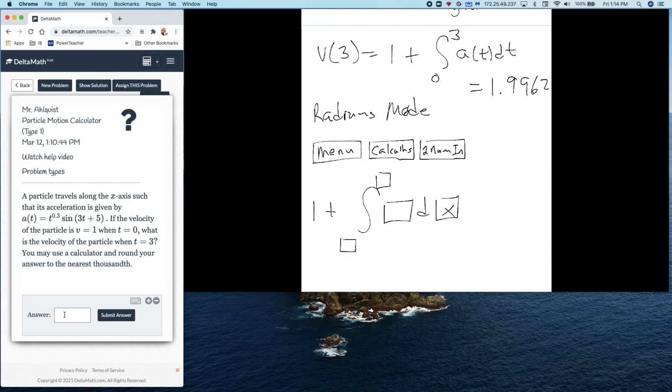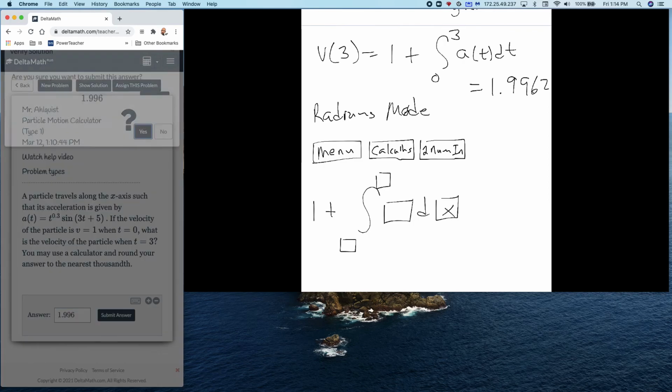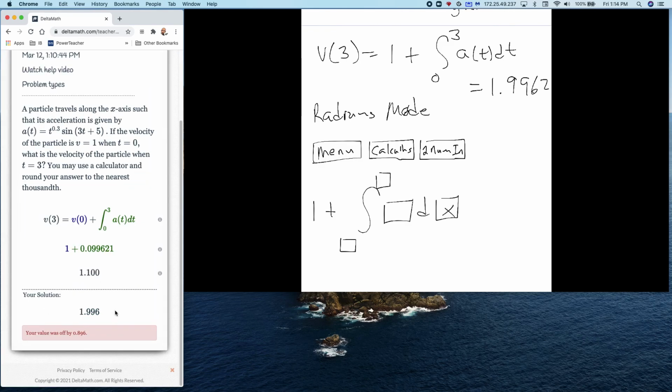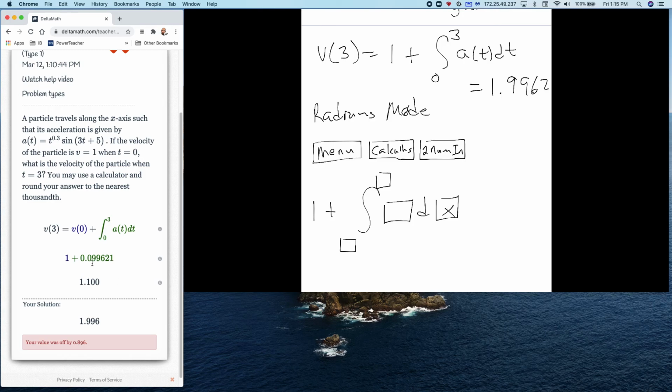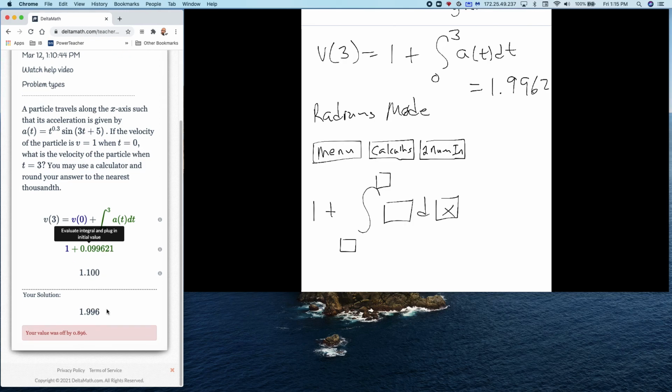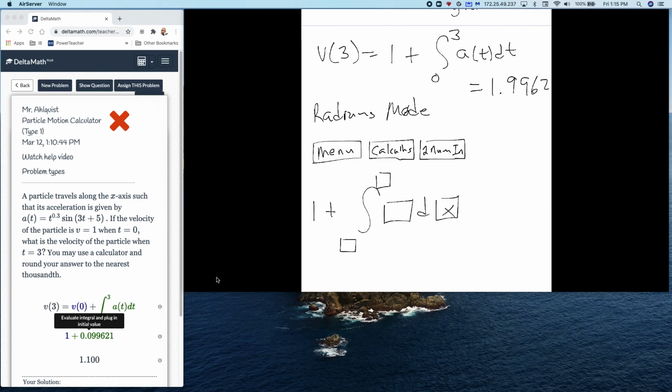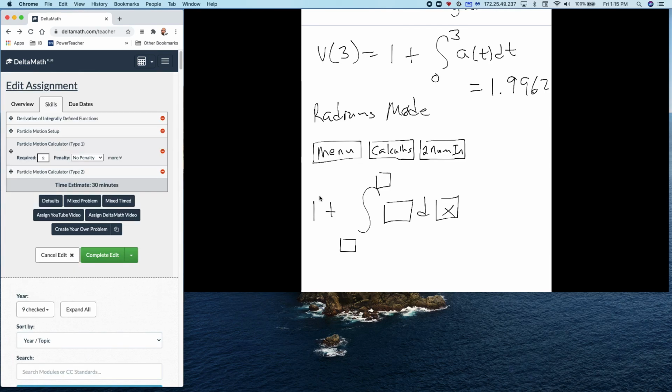To the nearest thousandths, 1.996. I don't know what they're doing on this, the nearest thousandths. I don't know what they're doing on that, but I thought I'm right on that, but whatever. So if you get it wrong on Delta Math, don't worry too much. But I got the same answer as they did. So do your best and let me know if you have any questions.